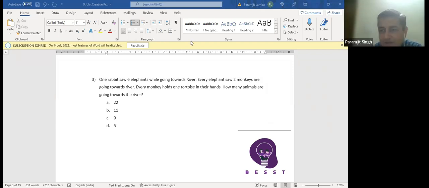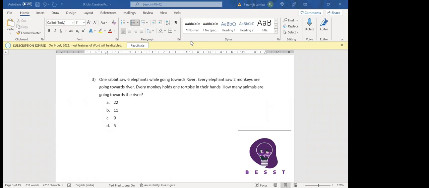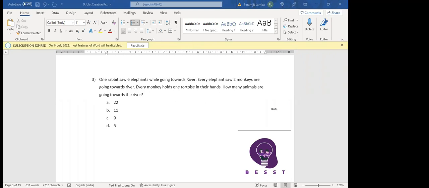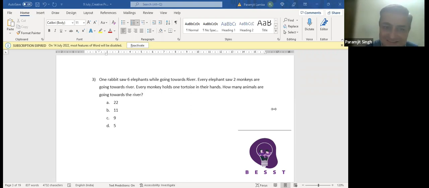Okay. So who said 5 first? Shreya. Okay, Shreya, what's your logic? In the first line, 1 rabbit saw 6 elephants while going towards the river. That means not 6 elephants were going, 1 rabbit saw 6 elephants while he was going to the river. Absolutely correct. The elephants were not going towards the river. The rabbit was going towards the river.